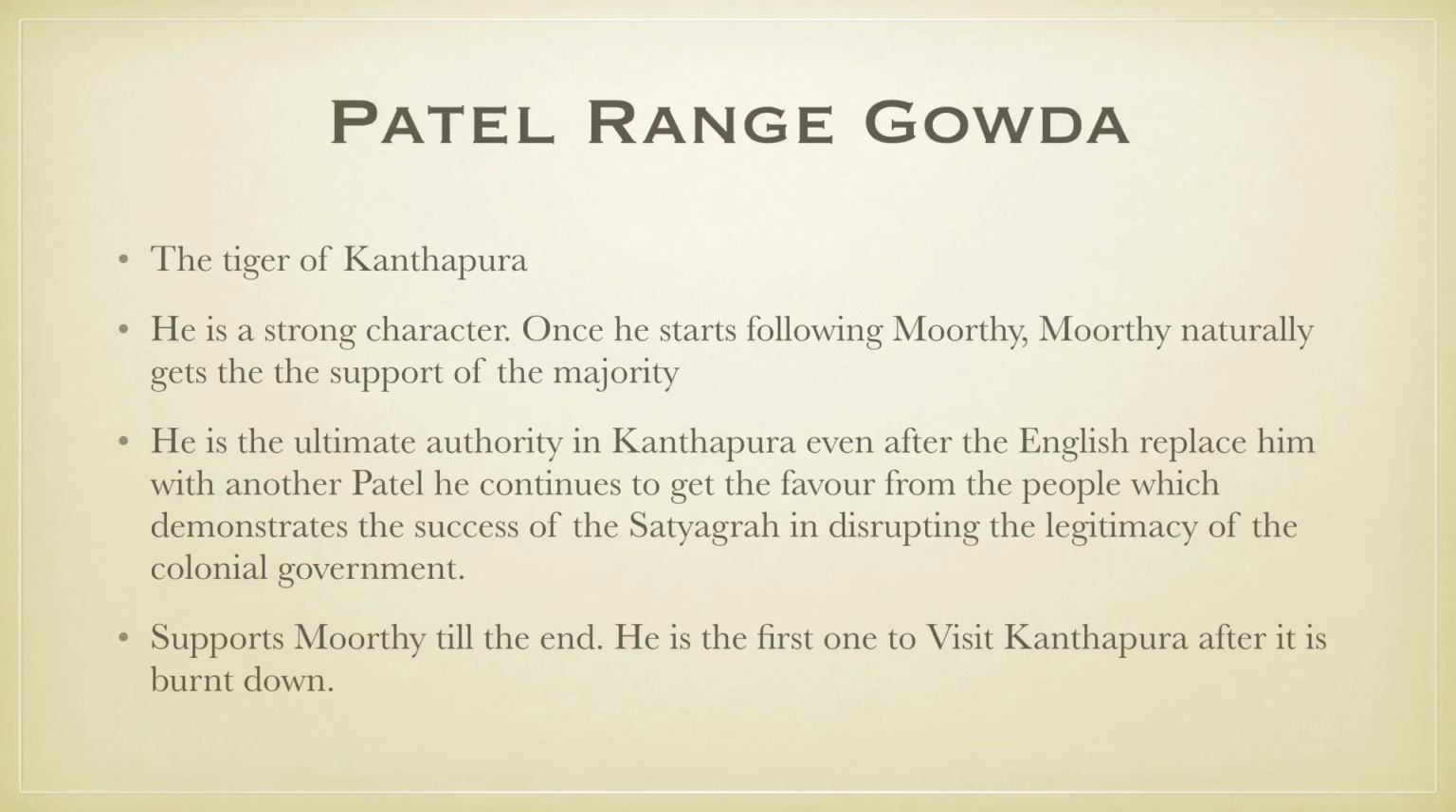Patel Range Gowda is a very strong character, and he is also known as the tiger of Kanthapura. In fact, it is only after Patel Range Gowda extends his support to Murthy that the majority of the people of Kanthapura start supporting Murthy. He is the ultimate authority of Kanthapura, and even after the English replace him with another Patel, he continues to enjoy the favor of the people, which demonstrates the success of the Satyagraha in disrupting the legitimacy of the colonial government. Patel Range Gowda supports Murthy till the end, and in fact he is the first one to visit Kanthapura after Ranchi has burned the village of Kanthapura.